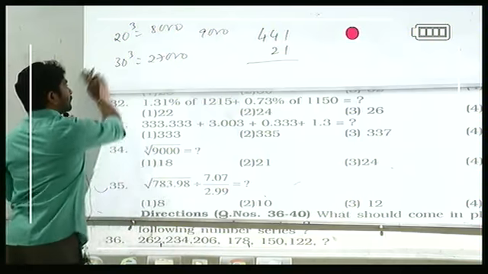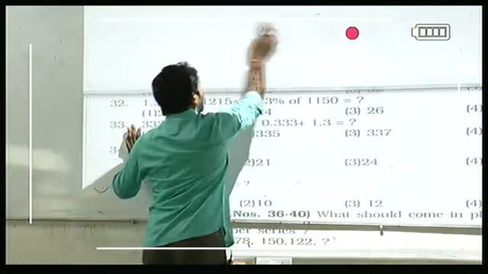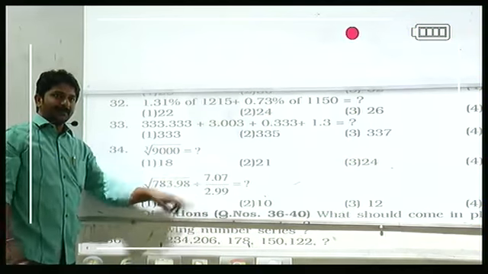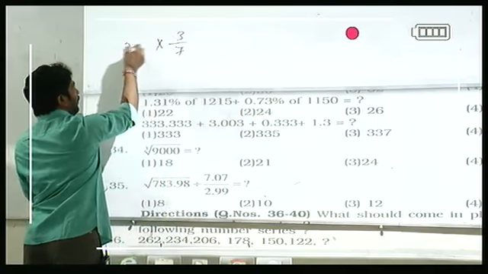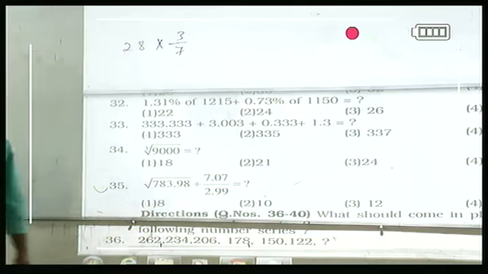784. How much is that? 28. You have divided by 7 by 3. Can we write it as into 3 by 7? And you already have 28 there. 7 4 times 4 3 12.